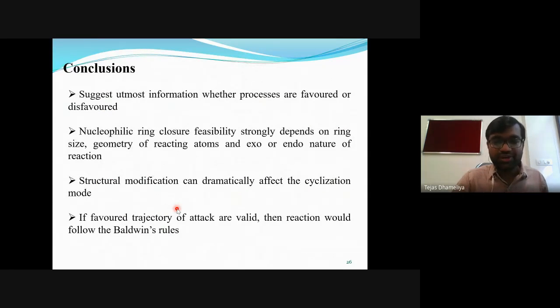Directly, let us go to the conclusion. These processes sometimes are favored, sometimes are disfavored, depending upon the size of the ring, geometry, exo and endo nature of the bonds. These structural modifications are there. If they are favored, Baldwin rule is there, and not always necessary.